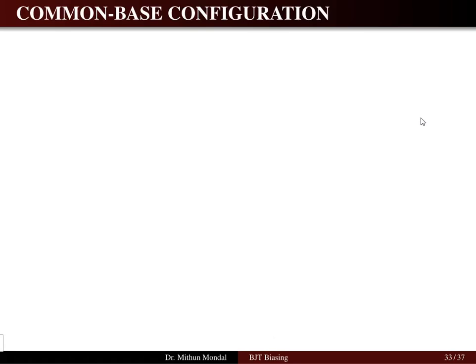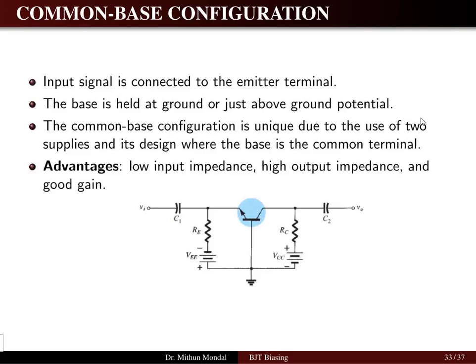The last configuration that we will discuss is the common base configuration. Here we can see that the base is common between the input and the output terminal. So the input signal is connected to the emitter terminal and the base is held at ground, or just above the ground potential. So it is close to 0 volts.